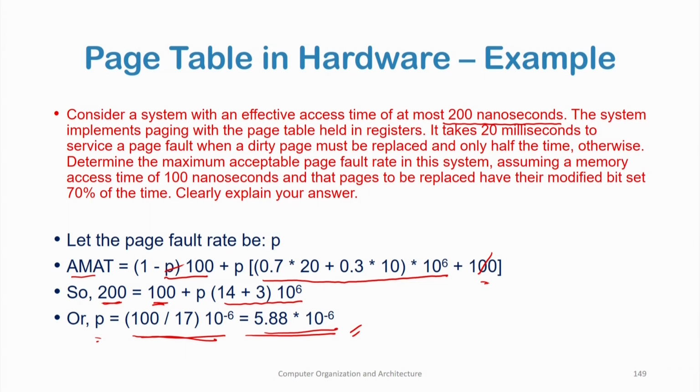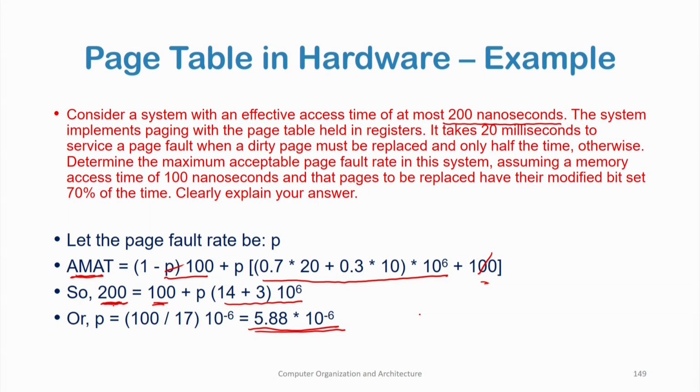So, I have one page fault every 5.88 into 10 to the power minus 6 accesses, if the page fault rate is as low as this. So, this means that if the page fault rate is at most 5.88 into 10 to the power minus 6, then I will have an effective memory access time which is at most 200.